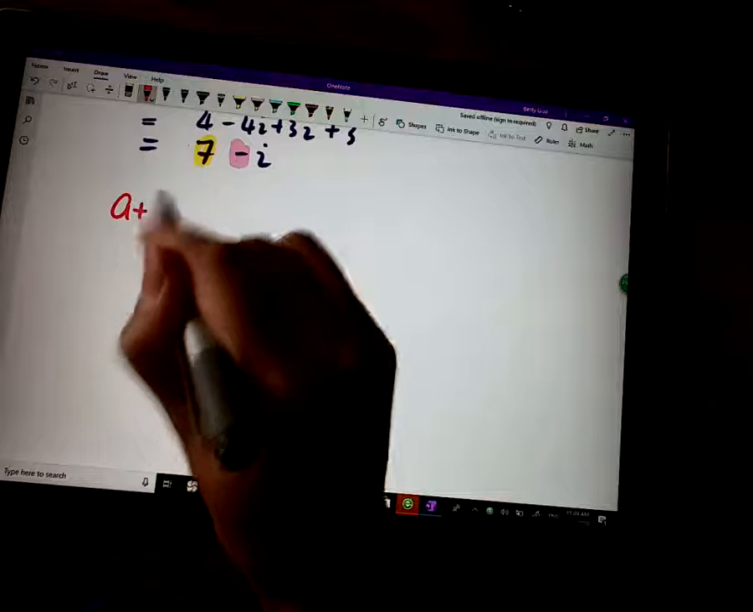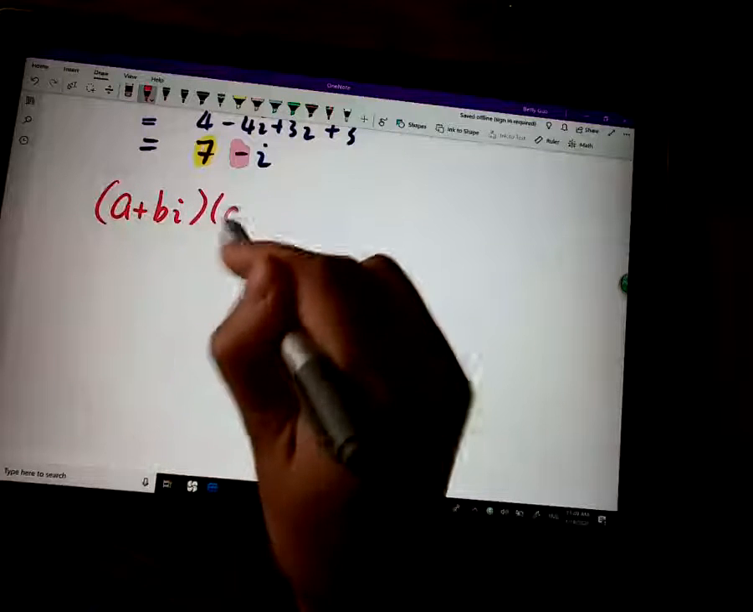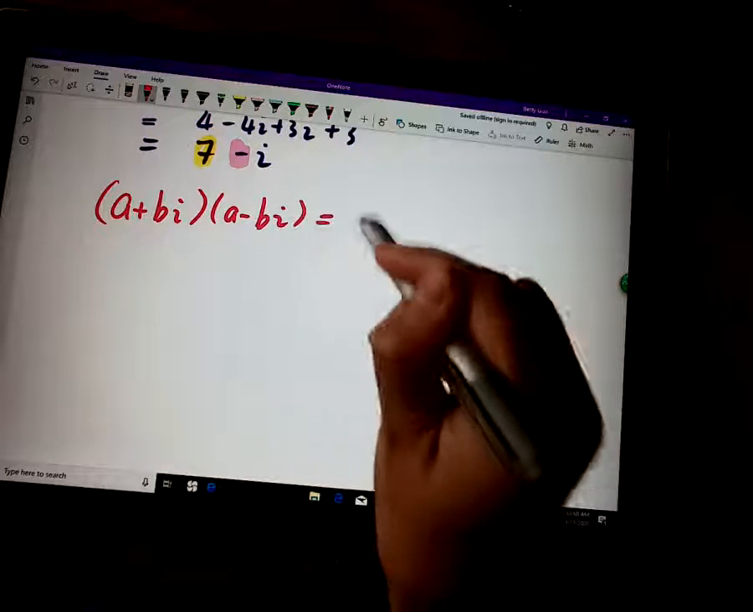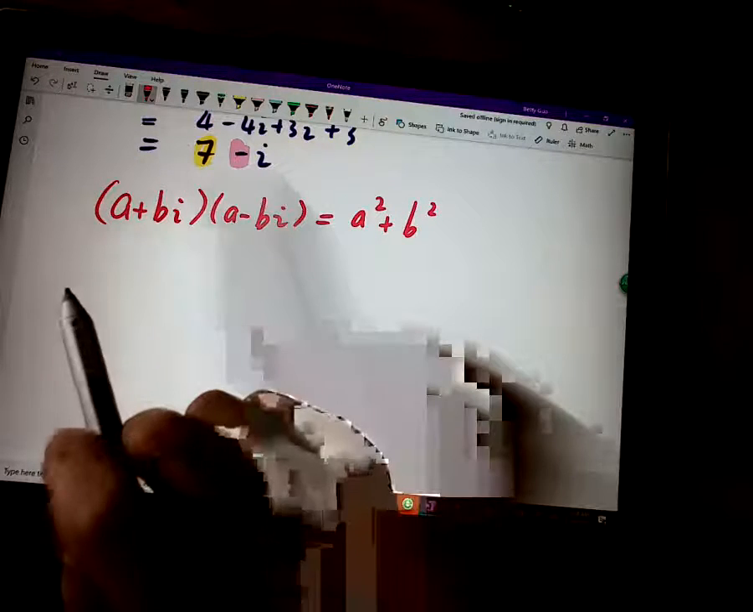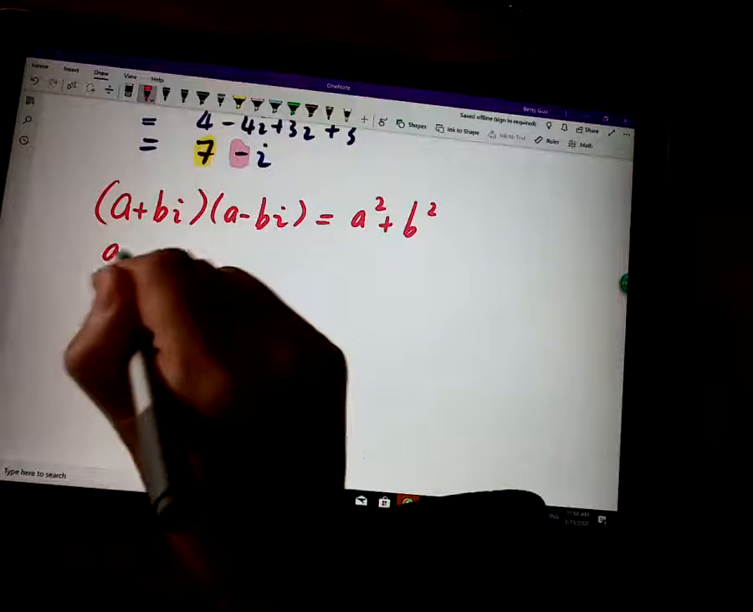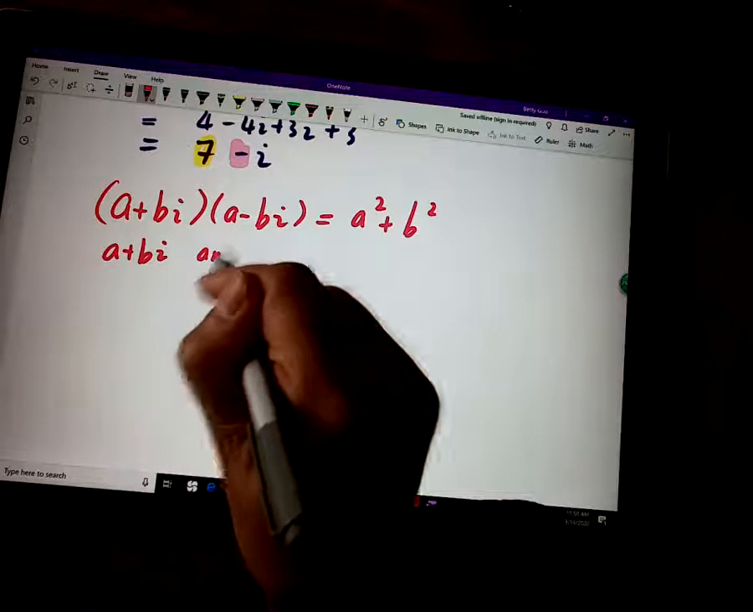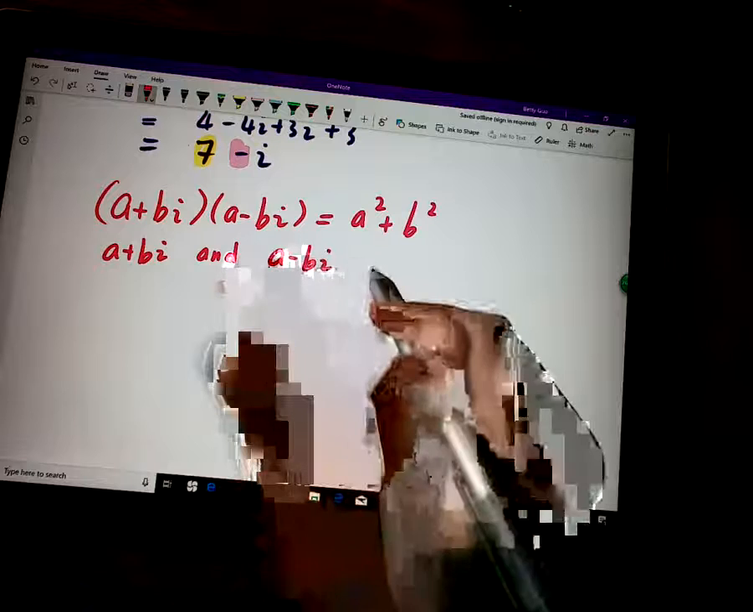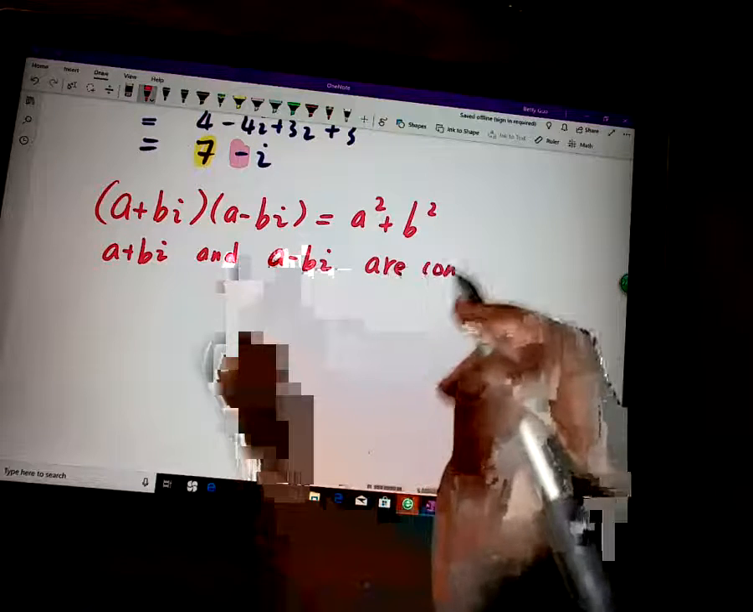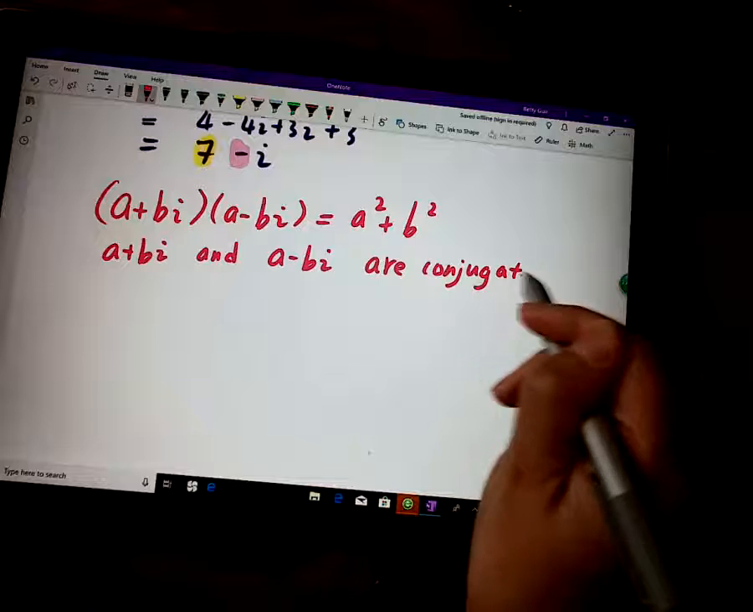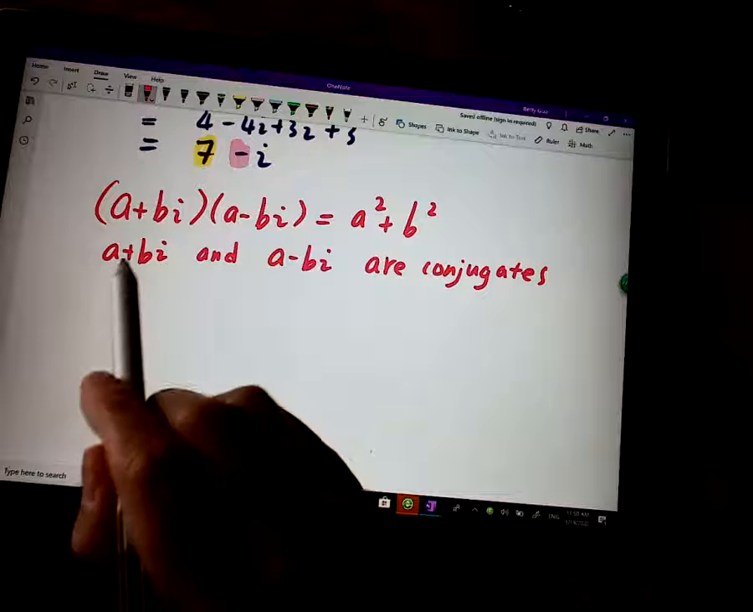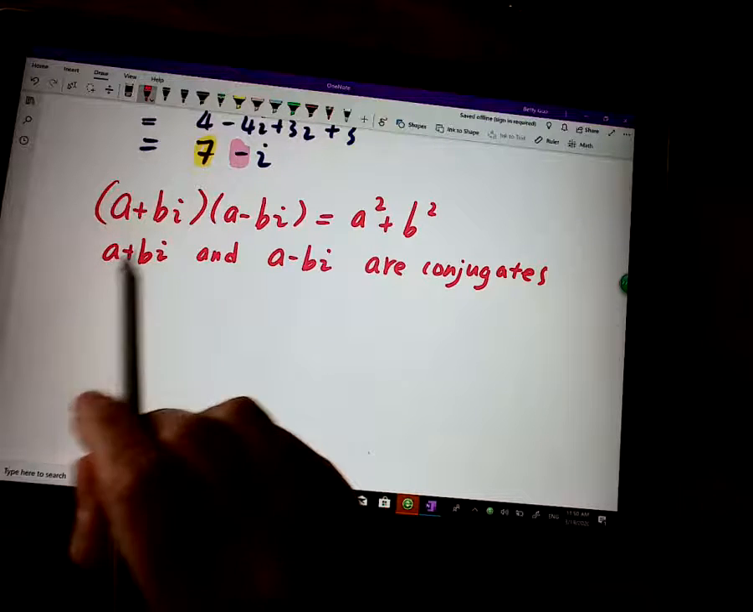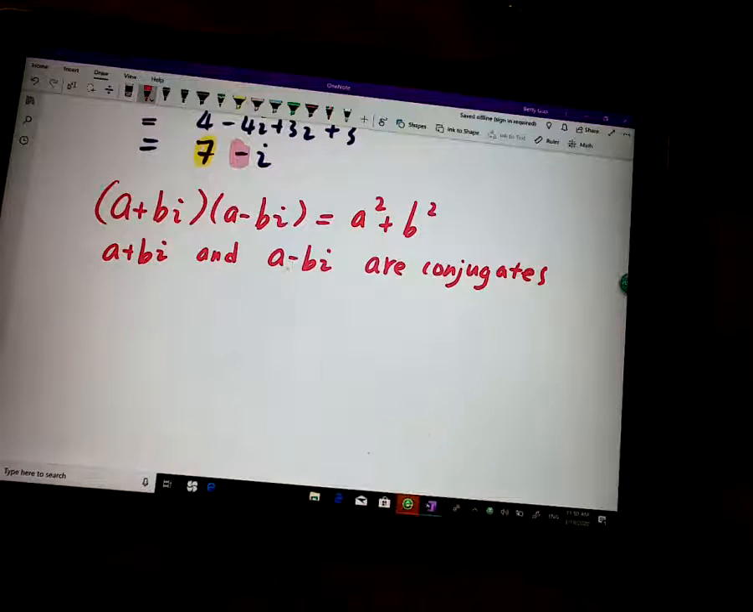Okay, before we go ahead to talk about the division of complex numbers, I want to prove this formula. a plus bi times a minus bi equals a squared plus b squared. Okay, a plus bi and a minus bi are conjugates of each other. Again, we see conjugate again, right? It's simply, you see here is a plus, here is a minus. Then the two complex numbers are conjugates.